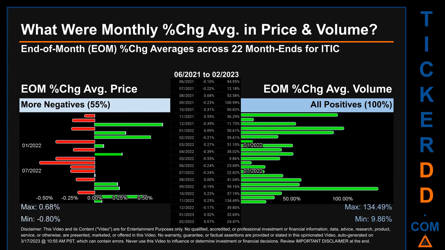Price saw an end-of-month max of 0.68% in average percentage change, along with a minimum of -0.80%. For volume, the maximum and the minimum monthly percentage change were respectively 134.49% and 9.86%.